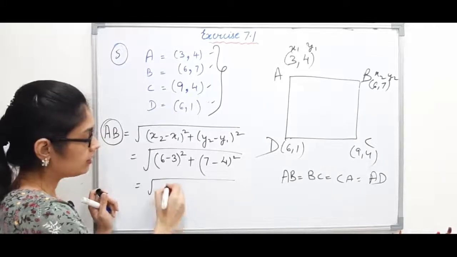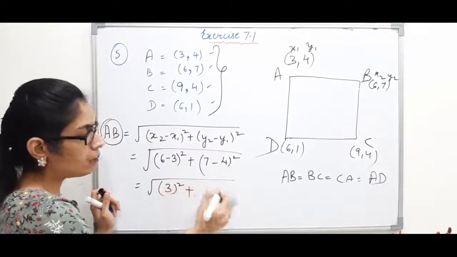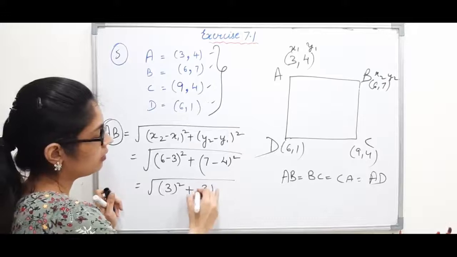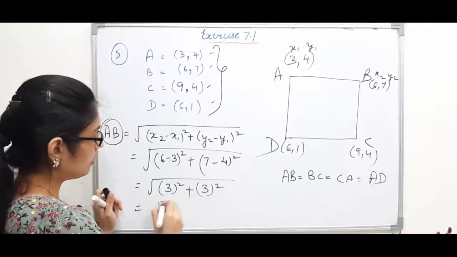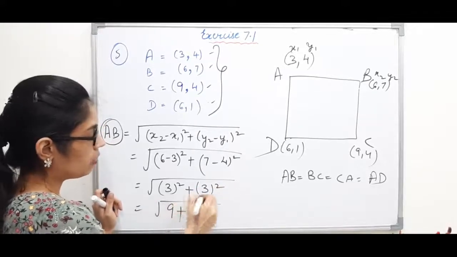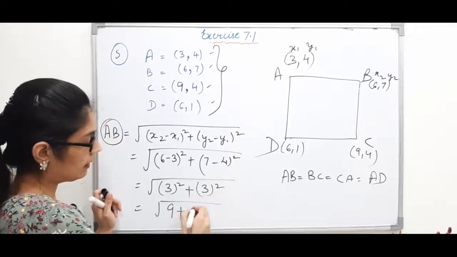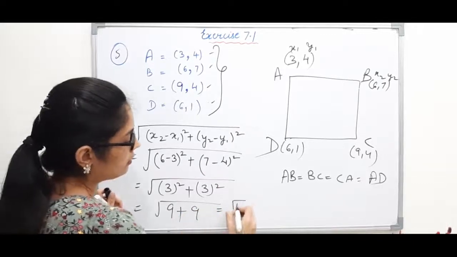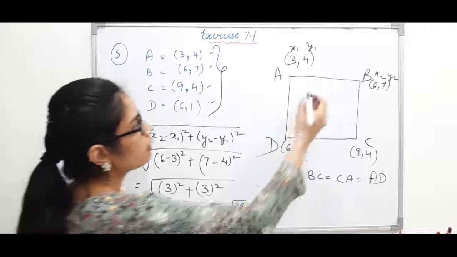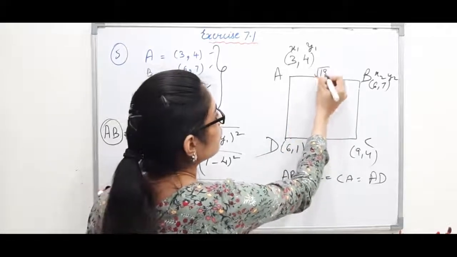6 minus 3 is 3, 3 square. 7 minus 4 again is 3, so whole square of 3. 3 into 3 is 9. Again 3 into 3 is 9. So I can say it is 9 plus 9, root 18. So AB is root 18.